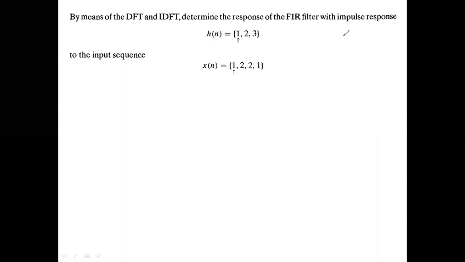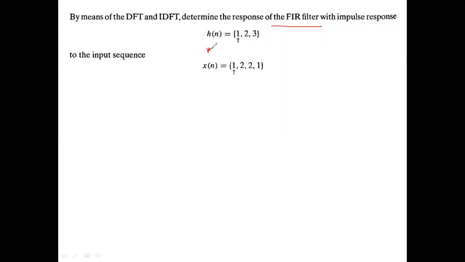It's a time exercise. Here is an example. By means of the DFT-IDFT method, determine the response of the FIR filter. Response of a filter means this is the input, and this input goes into the filter whose impulse response is this. We want the output. So the response of an FIR filter is x of n convolved with h of n, the linear convolution of these two.